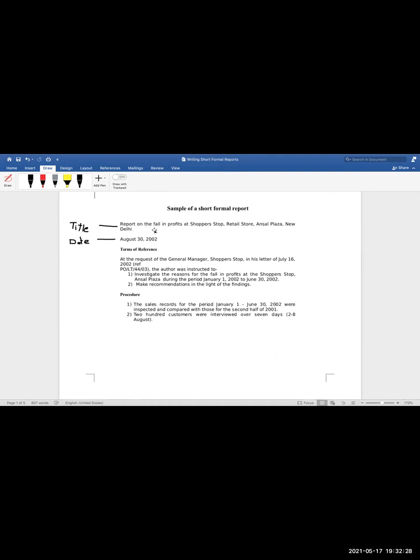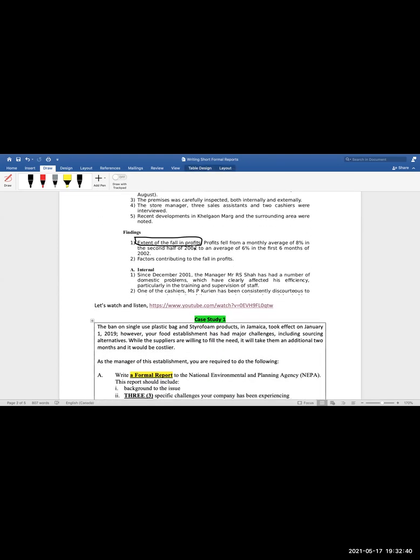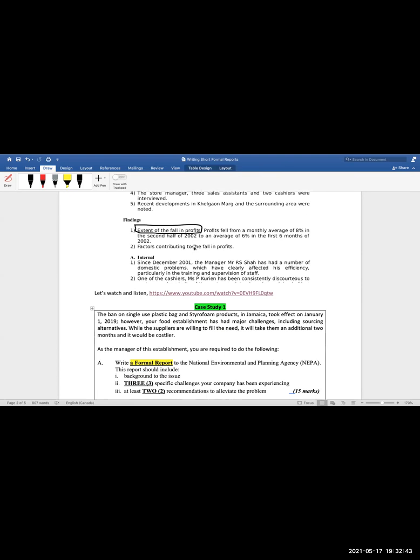So report on, so this is titled. So we could start with report on, and what are we reporting on? Sir, so it would be report on the ban on single-use plastic bags and styrofoam products in Jamaica.